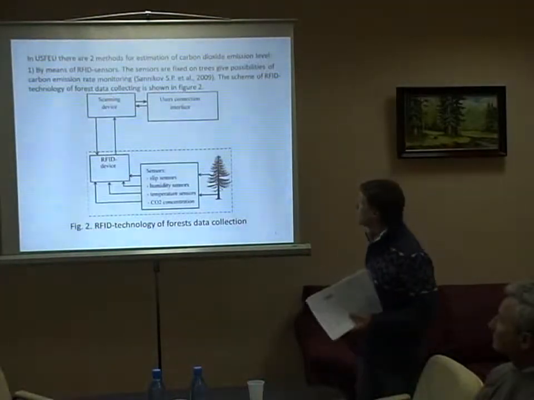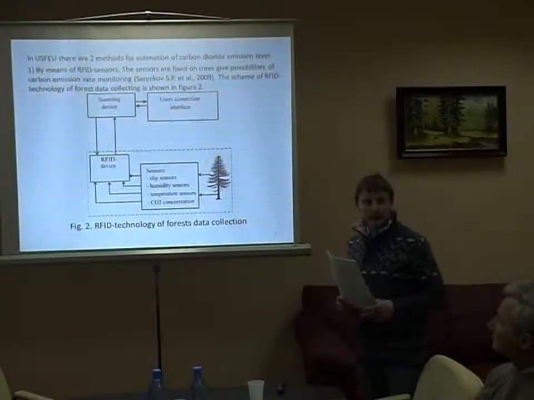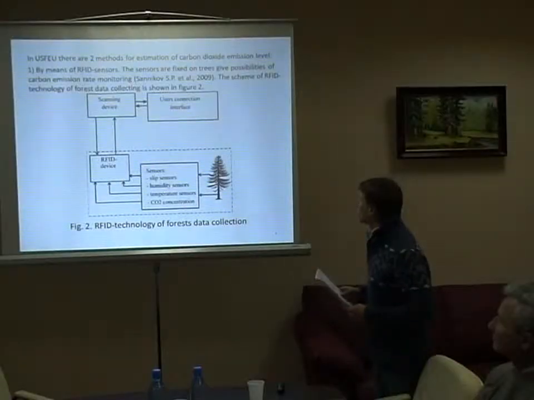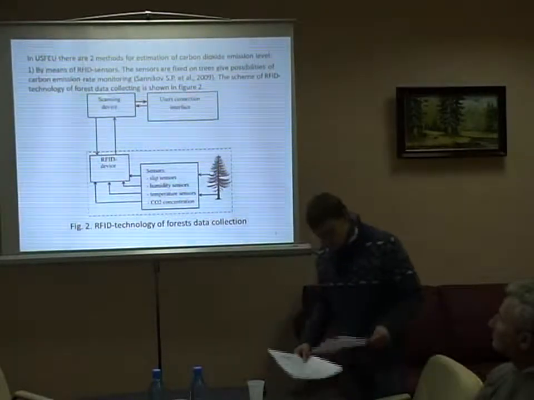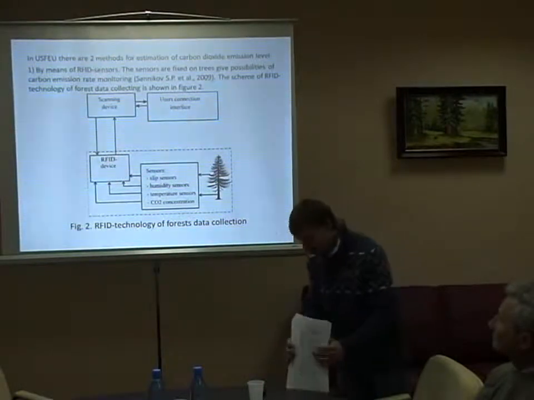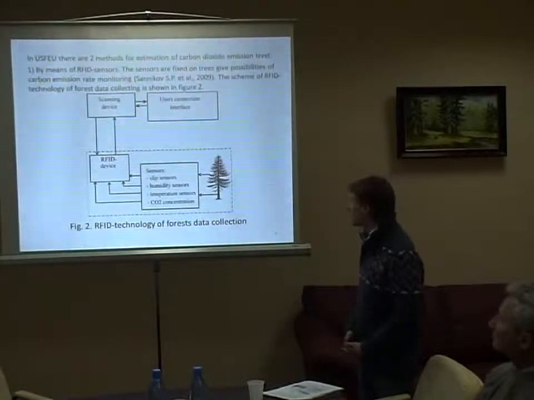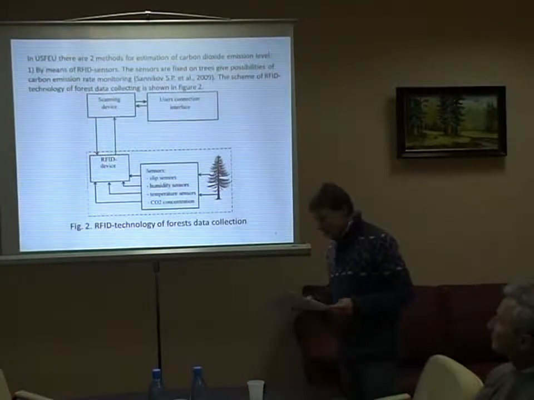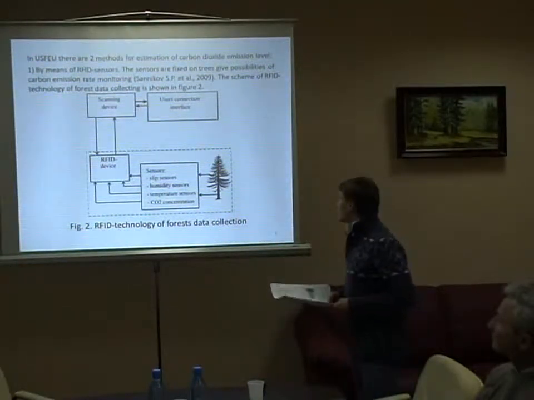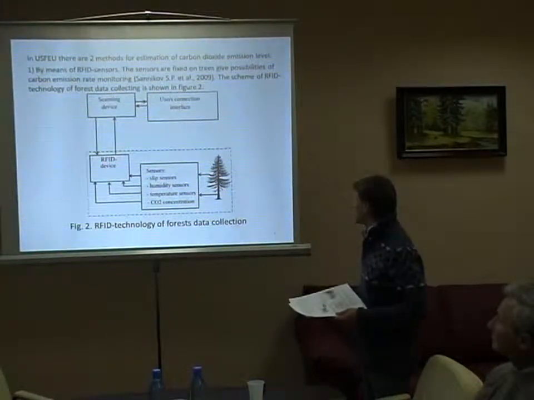In geosphere, there are two methods of estimation of carbon dioxide emission level. The first was worked out by Professor Sannikov, Professor Gertz, and other scientists. This model is based on the means of RFID technologies, RFID sensors. These sensors are fixed on trees and give possibilities of carbon emission rate monitoring. The scheme of RFID technology of forest data collecting is shown in figure 2.